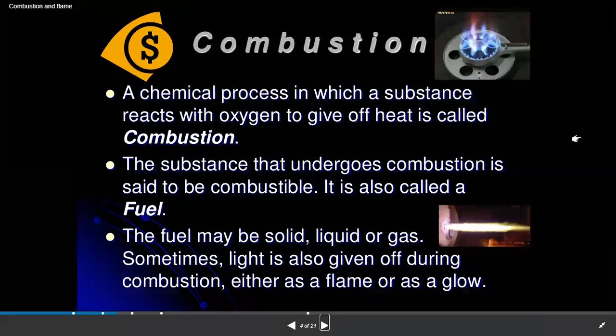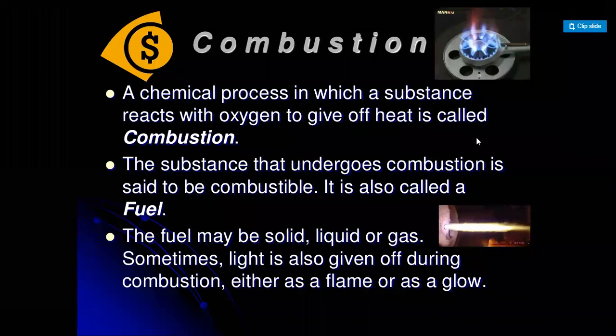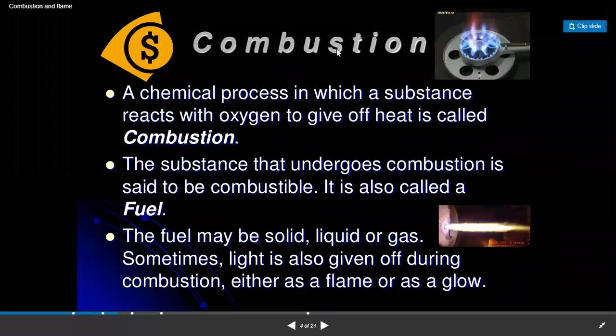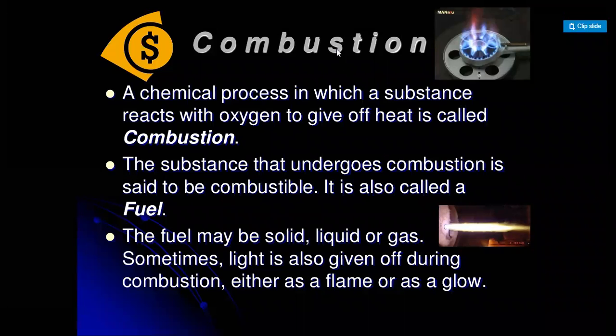So first of all, the combustion. Here you can see in the pictures, a chemical process in which a substance reacts with oxygen to give off heat is called combustion. Simply when you burn a piece of paper, you say that it's burning. But in a scientific way, if we want to define it, it's a chemical process. Why is it a chemical process? Because in burning, it will use a substance, that is oxygen, and it gives off heat. That is called combustion.